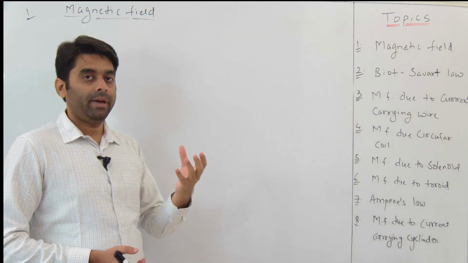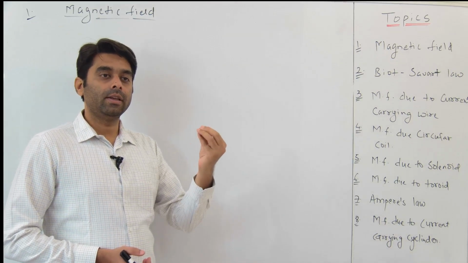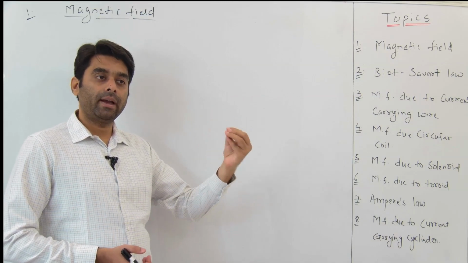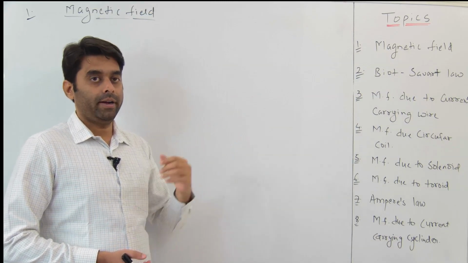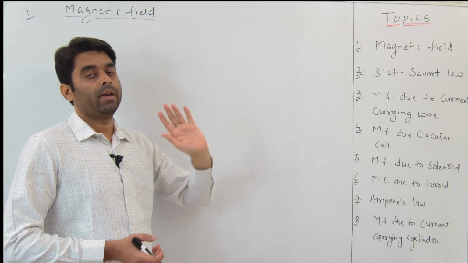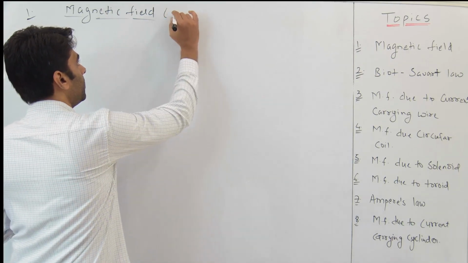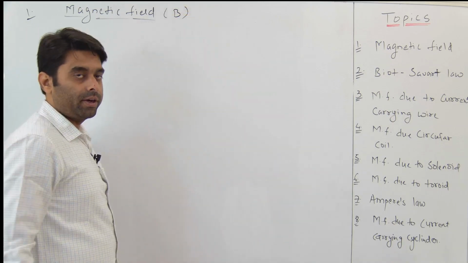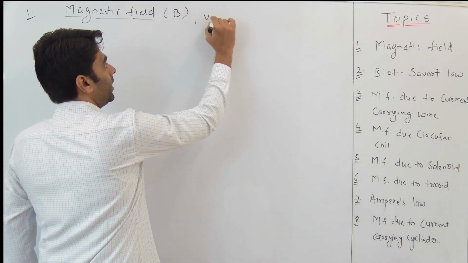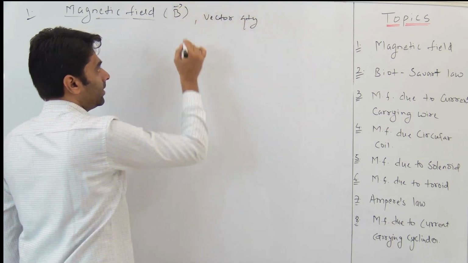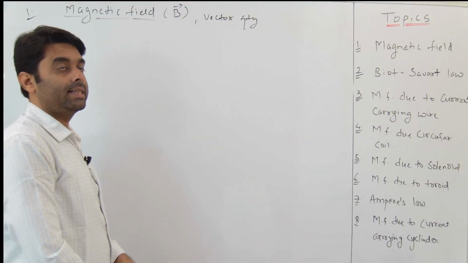If we have to define it, magnetic field is the influence around a moving charge or a magnet or a current carrying element, right? Now magnetic field is denoted by B. It is a vector quantity, and the SI unit of magnetic field is Tesla.